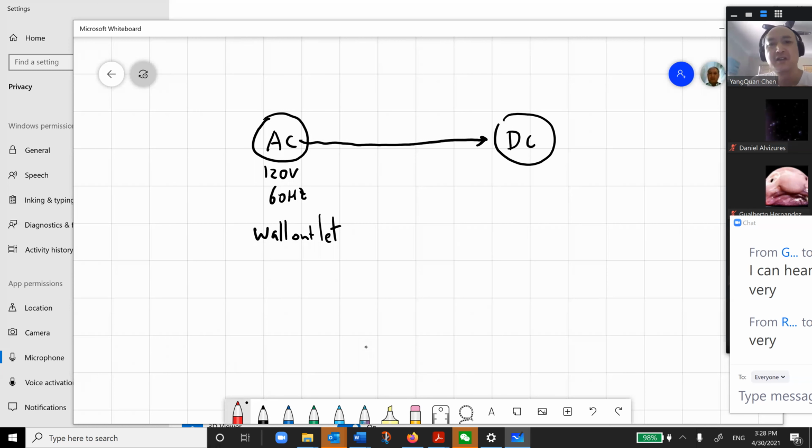This is called a power converter. You convert AC to DC. Sometimes this is also called a rectifier. Okay, rectifier. You rectify the AC to the DC. Okay, so from AC to DC, there are dedicated techniques, a lot of ways to do that.